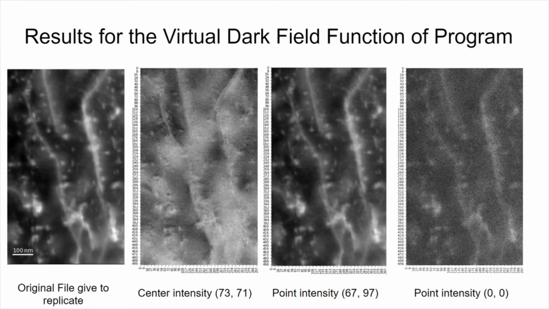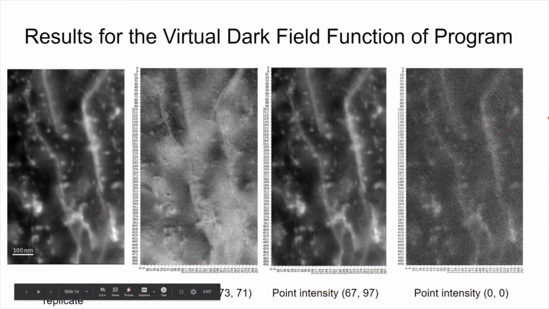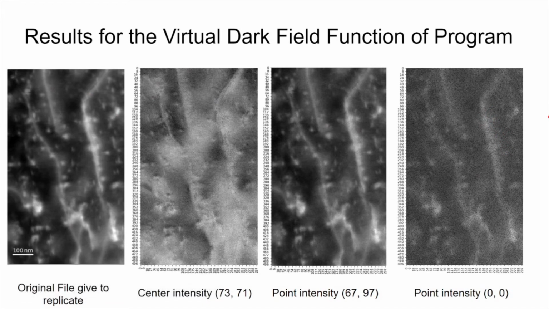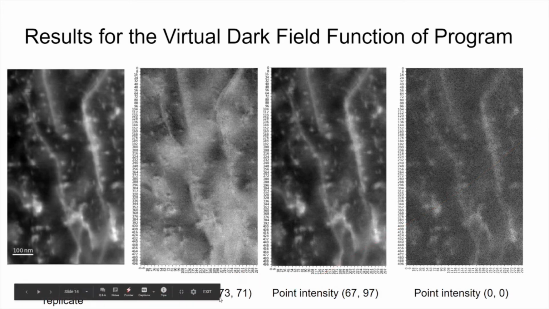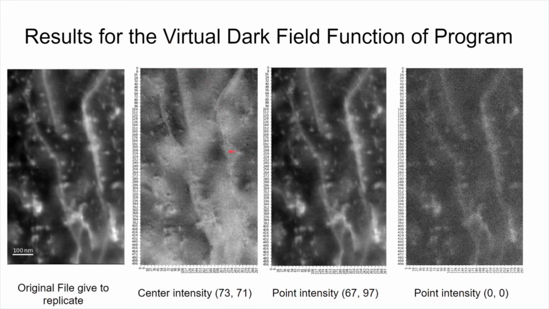Our virtual dark field function works very well, as you can see from the images shown. The image to the far left is the original image generated from the commercial software, and our results are the 3 images to the right of that image. As you can see, our results line up almost identically to the commercial image, depending on which spot in the diffraction pattern you choose. So this one is taken from the spot 7371, and this is the image that was generated. This is essentially the center spot that was generated.